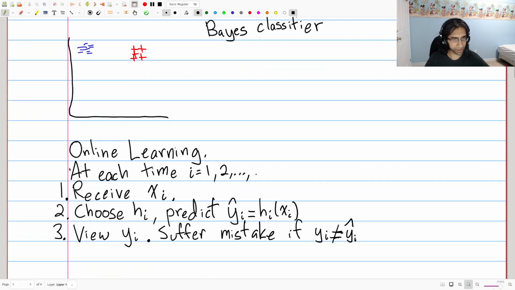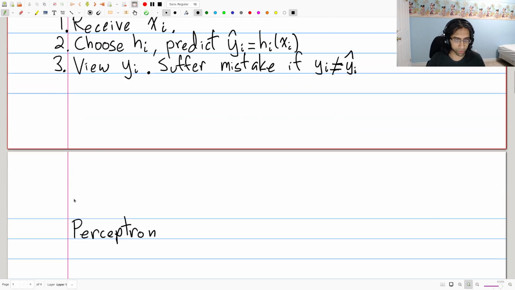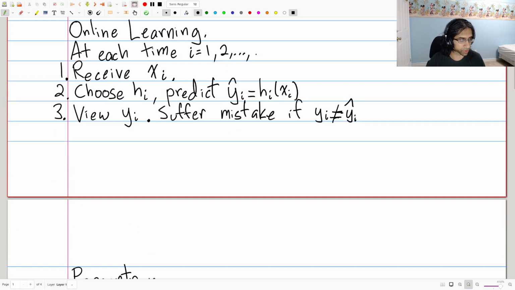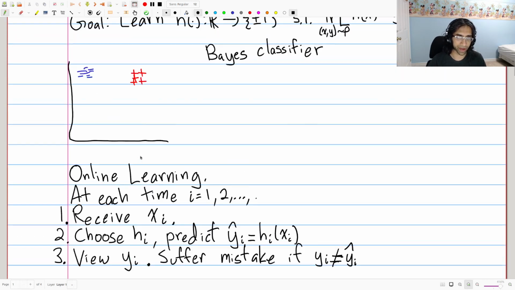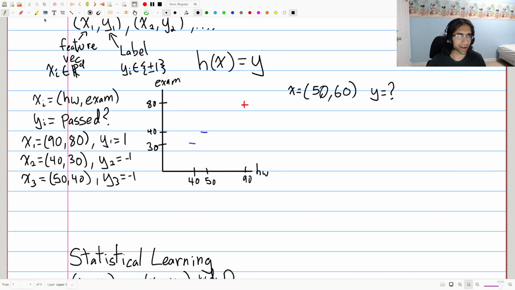But this online learning perspective is another type of related learning problem, and it's something that'll be useful when we talk about Perceptron, which we're going to do now. So Perceptron, let's take a look back at this example that we just looked at. In particular, I want to go back to this classes example.